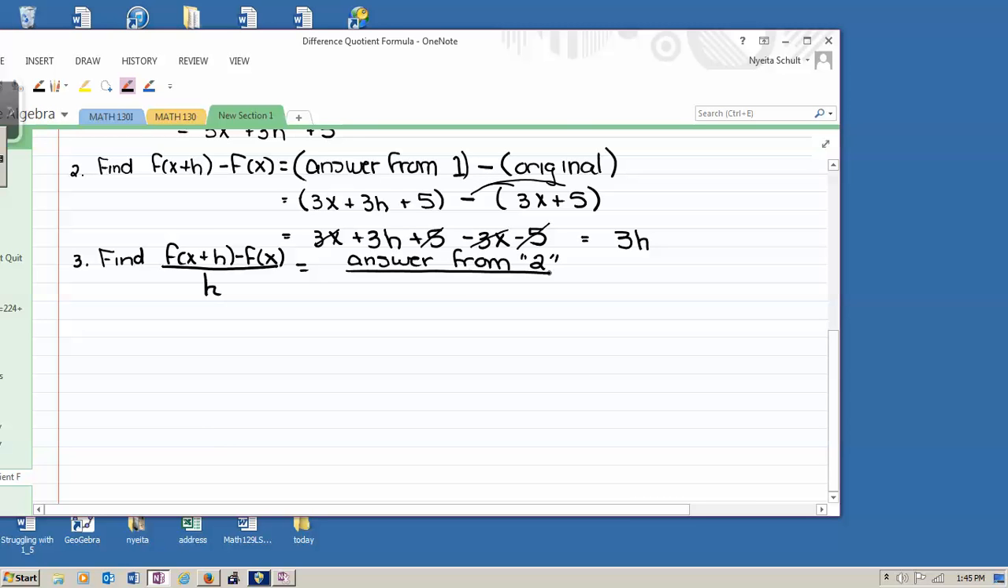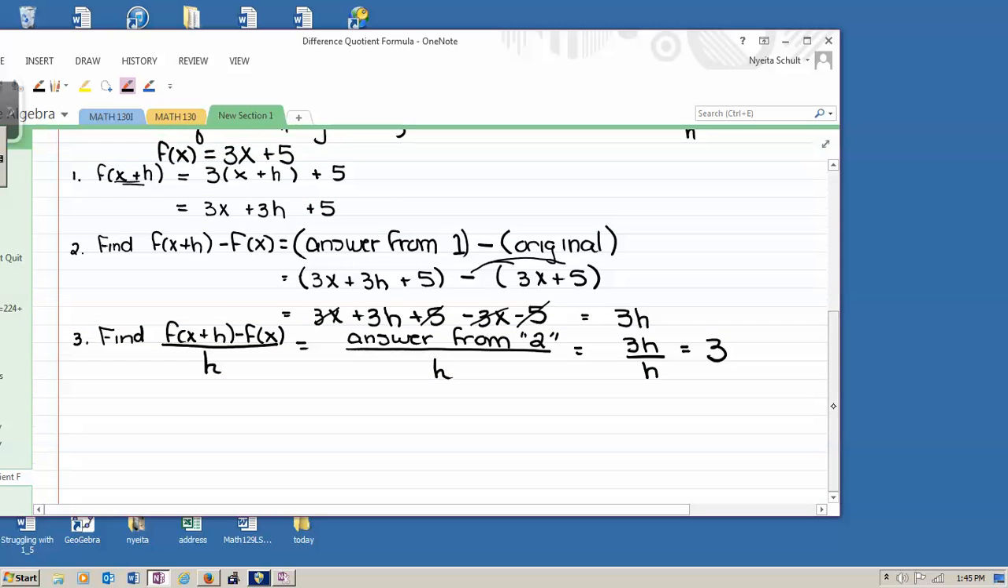And so for this one, when I take 3h, my answer from above, and divide it by h, I'm left with 3. That's not really that amazing, because if I take a look back at my original function and put it in y equals mx plus b form, y just being the simple name for f of x, my slope was actually 3. And that's what we found.